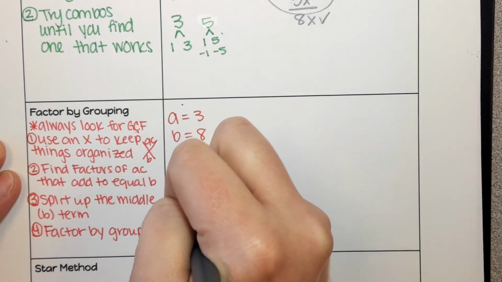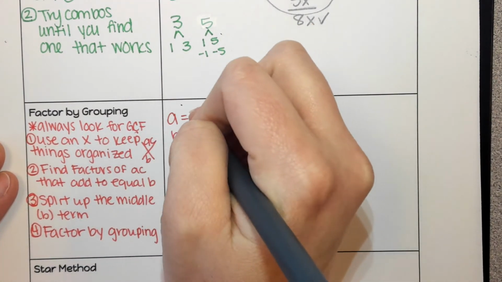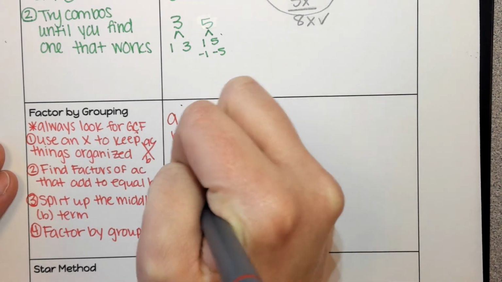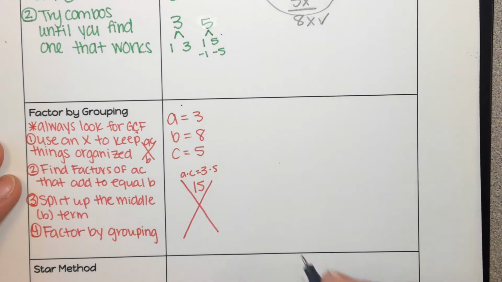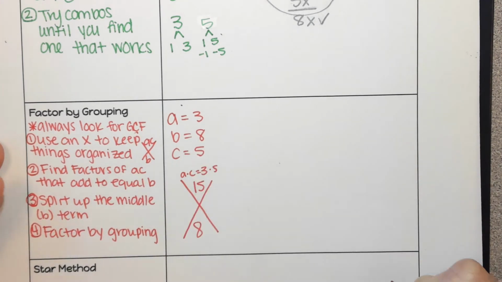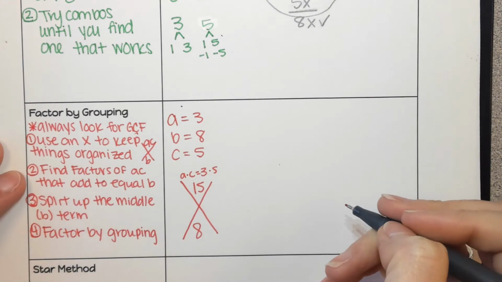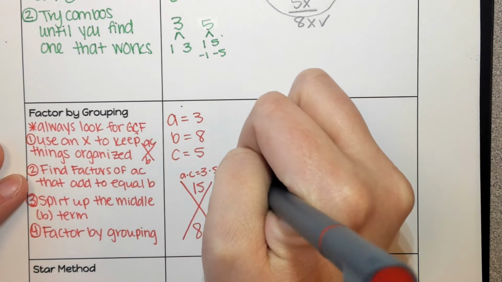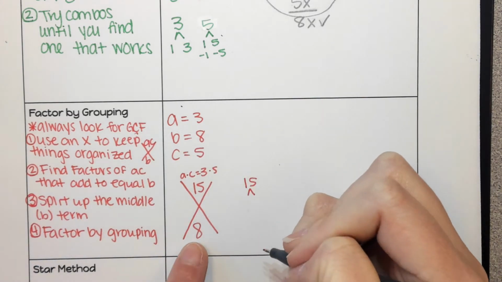So number 1, use an X to keep things organized. Make an X. In the top, we're going to do A times C. So A times C is 3 times 5, and that's 15. B goes in the bottom, and that's 8. Step number 2 is find factors of AC that add up to equal B. So we need factors of 15 that add to equal 8.